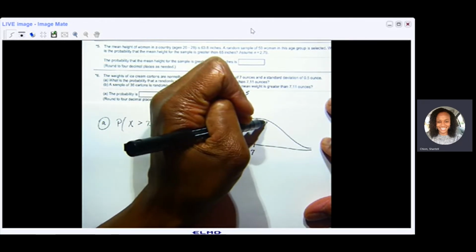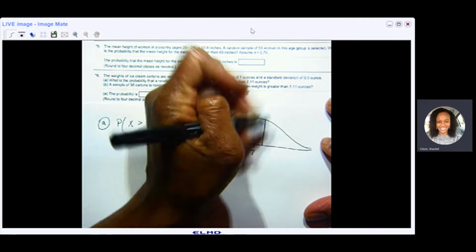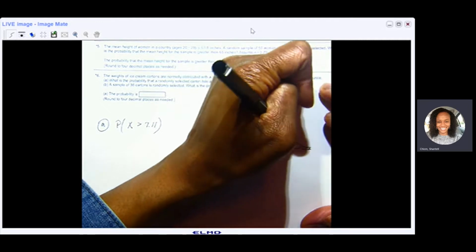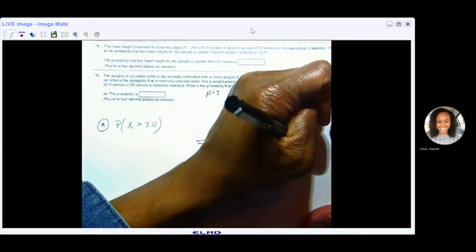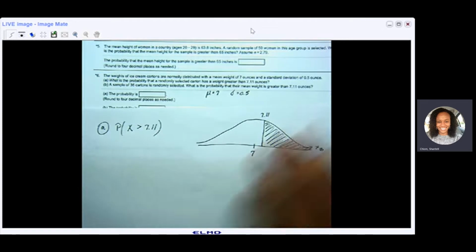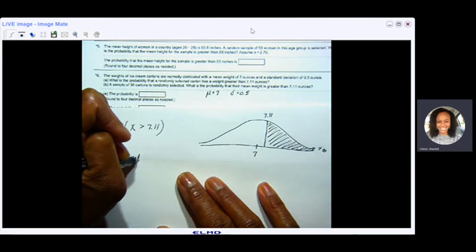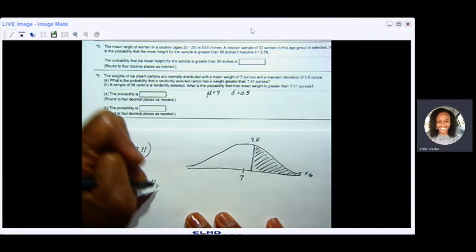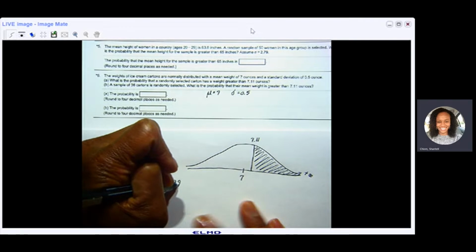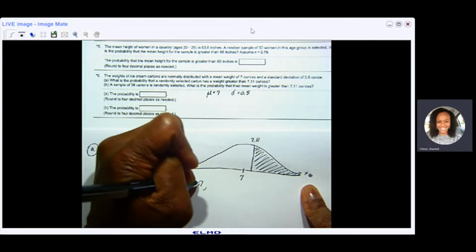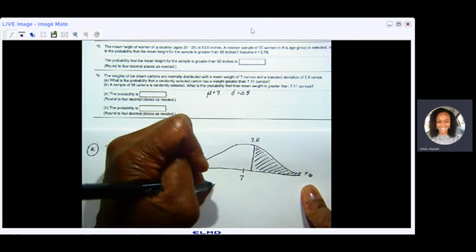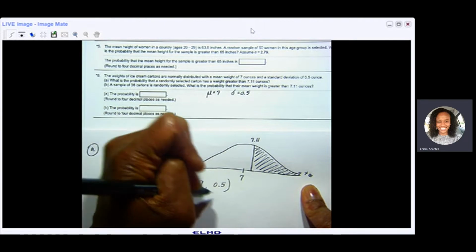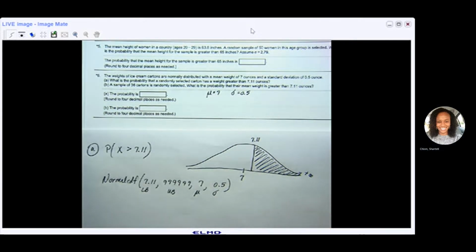So our mean is 7. 7.11 is a little bit bigger than the mean, so I'm going to put it over here to the right. I want the probability that X is greater than that, so we're shading all the way to the right tail towards positive infinity. So with part A, this would be normal CDF. Our lower bound would be 7.11. Our upper bound would be 99999 because of the right tail. Our mean is 7, and our deviation is 0.5. Lower bound, upper bound, mean, deviation.